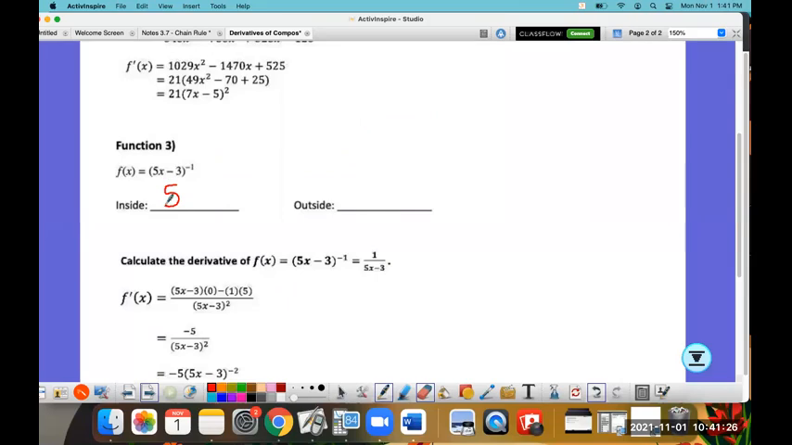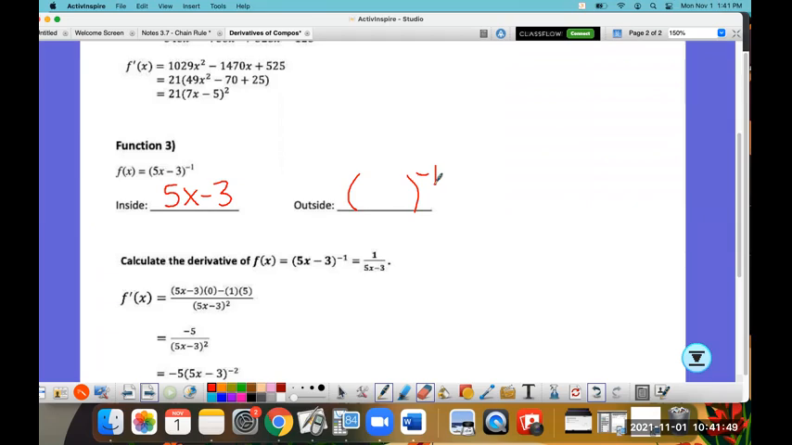So what's the inside? 5x minus 3. Just 5x minus 3. Okay. And the outside? Yep. Just that expression to the -1. So parentheses to the -1 power. Look all right so far?